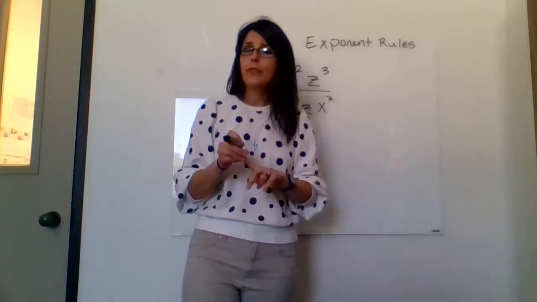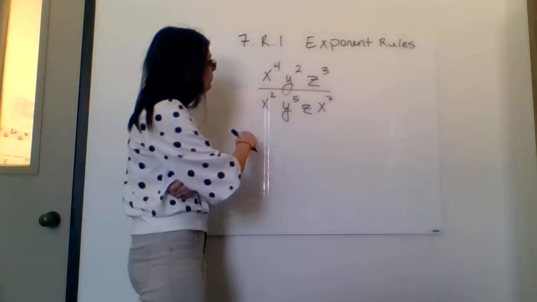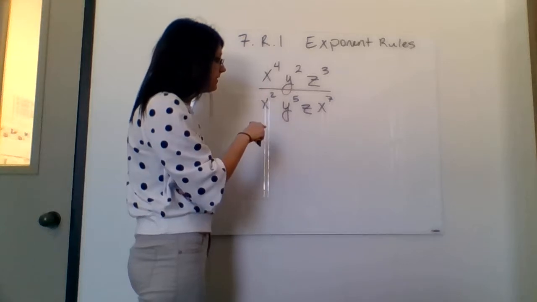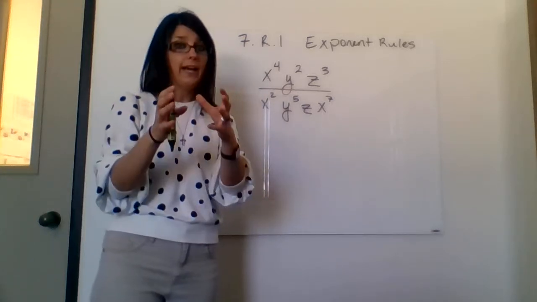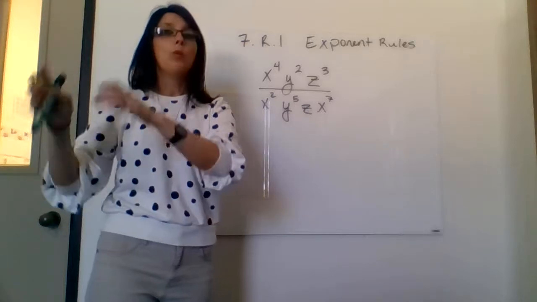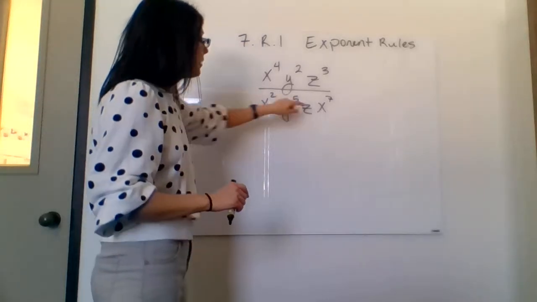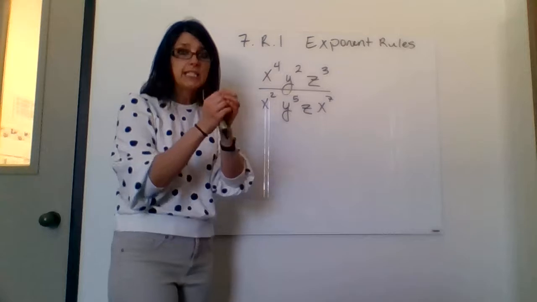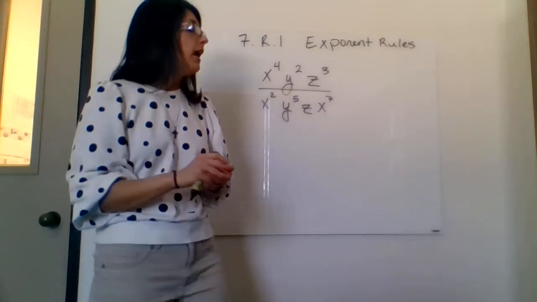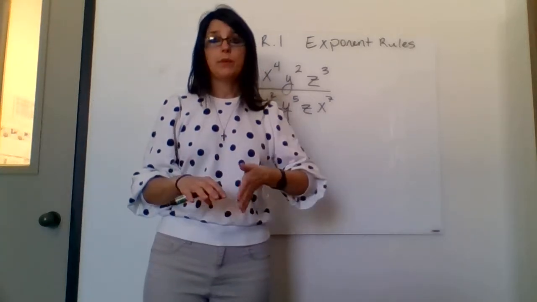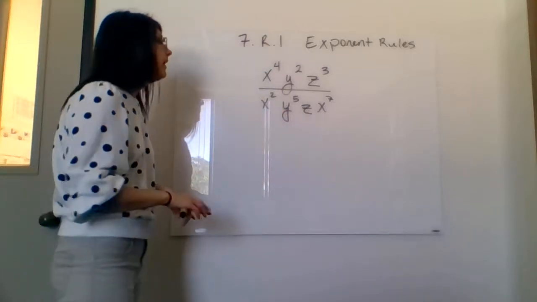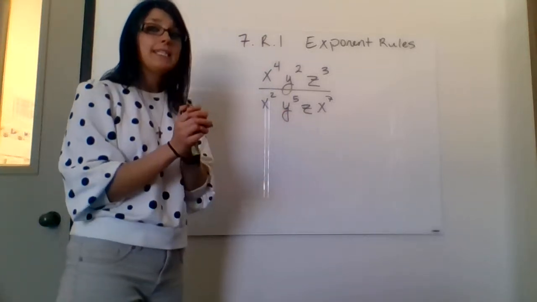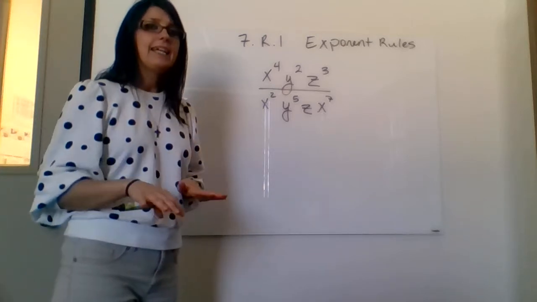It will have one of each base. So you see here I have bases of x, bases of y, and bases of z. When it's fully simplified, I will have 1x, 1y, and 1z. So we need to use our properties to be able to combine all the x's, all the y's, all the z's. The second thing is that all of our exponents will be positive. So those are the two main things we're looking for in simplifying. Combining all of the same bases and eliminating any negative exponents.